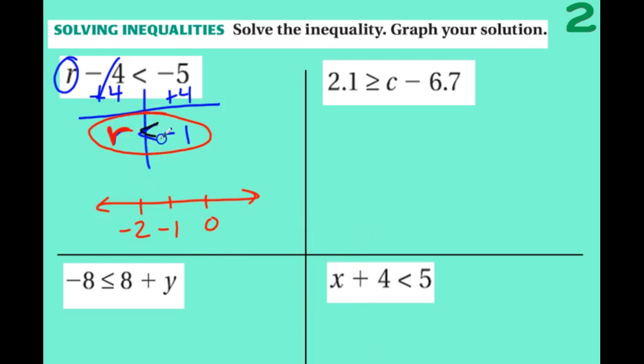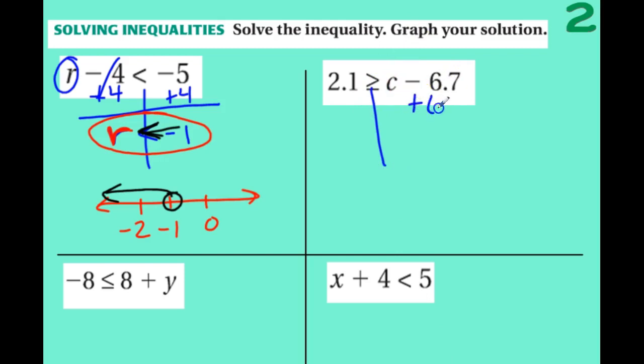So this one is an open circle because there's no equal to at -1. And then like an L, less than is to the left. So numbers, bigger negative numbers. Alright, let's try the next one.